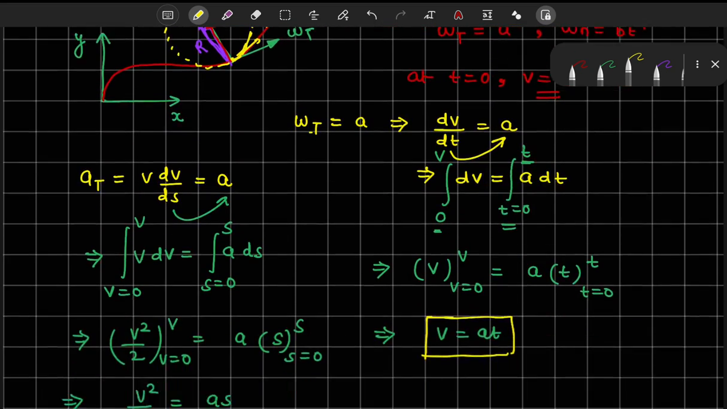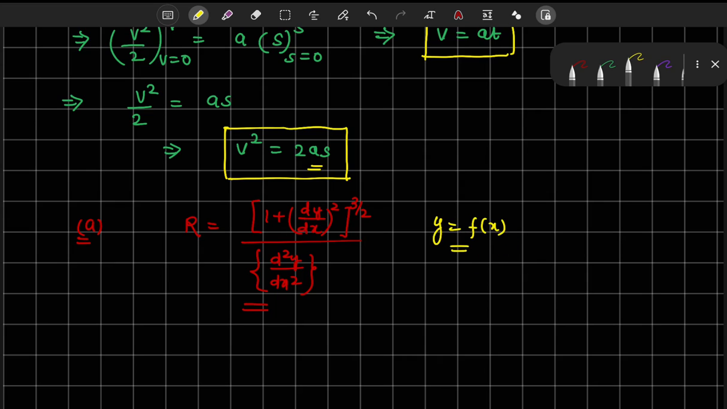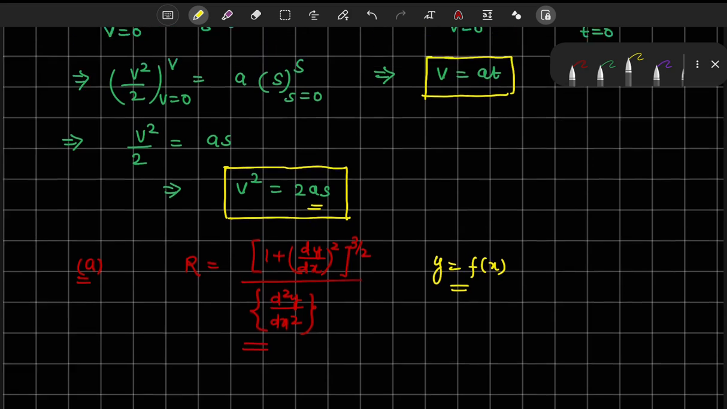Now there are two different methodologies to find the radius of curvature, which we have seen in previous videos as well. The first methodology is by using the formula r is equal to 1 plus dy by dx whole square to the power 3 by 2, whole divided by d square y divided by dx square. But in order to apply this formula we have to find y as a function of x. So we will use the other methodology.